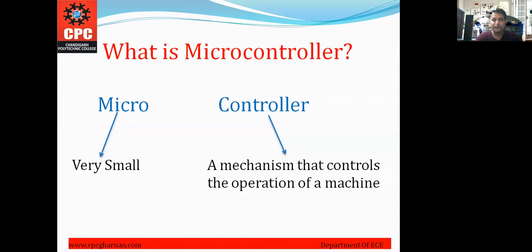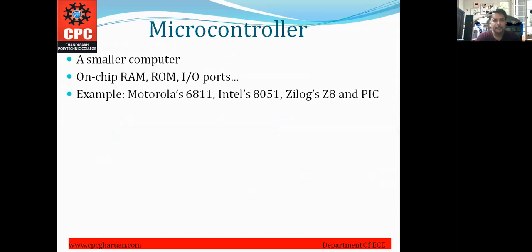If we talk about microcontroller, micro means very small and controller means a mechanism that controls the operation of the machine. Actually, microcontroller is a smaller device that controls the operation. Microcontroller is a smaller computer that has on-chip RAM, ROM, input output ports. Examples of microcontroller are Motorola 6811, Intel 8051 that we will study in this subject, Zilog Z8 and PIC. All these are the examples of microcontroller.